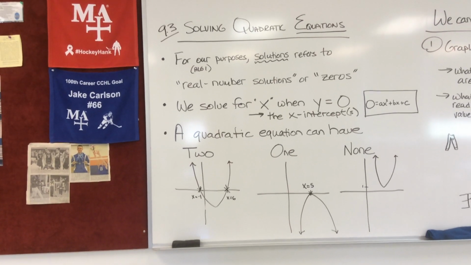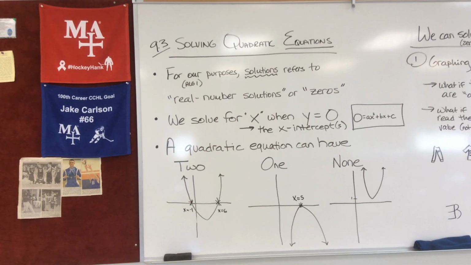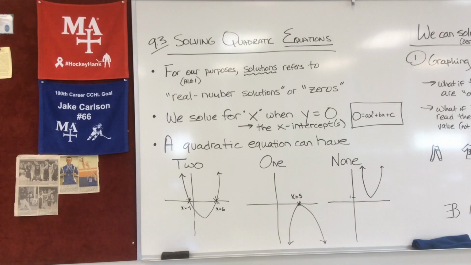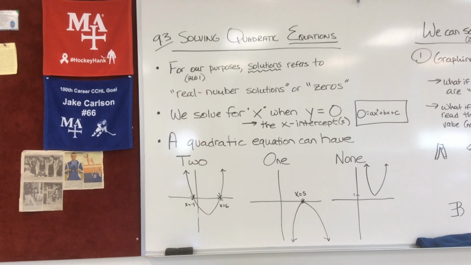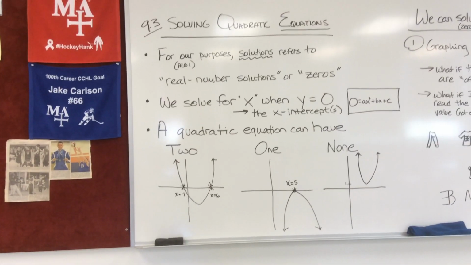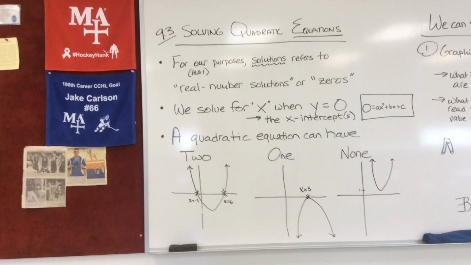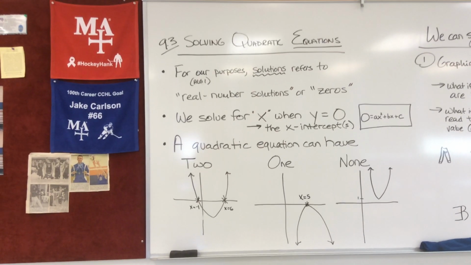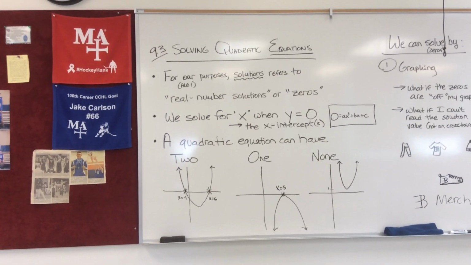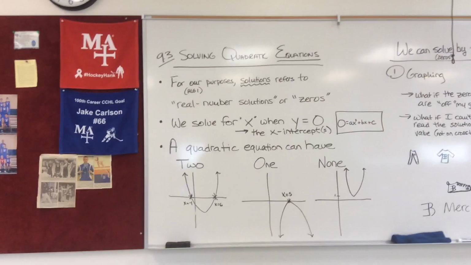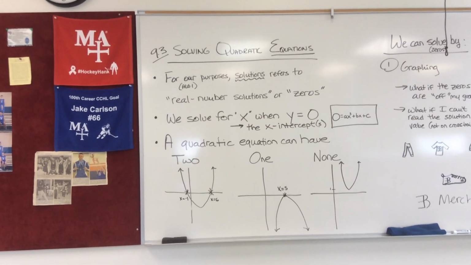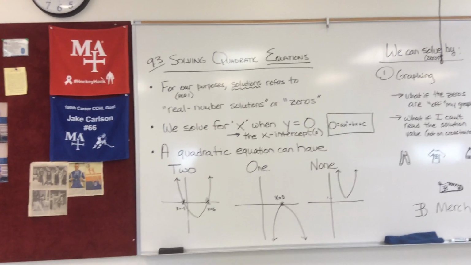What we do here is we set our ax squared plus bx plus c equal to 0. So we're looking for the value of x when y equals 0. It's a very specific solution we're looking for. It is the x-intercept or intercepts. The quadratic equations we'll be working on can have 1, 2, or no x-intercepts. Okay? So for our purposes, when we talk about these specific solutions, we're going to call them zeros.